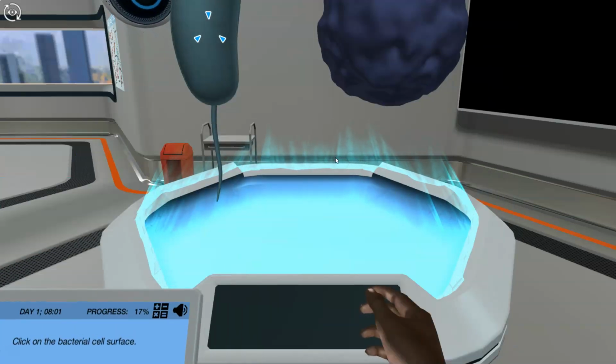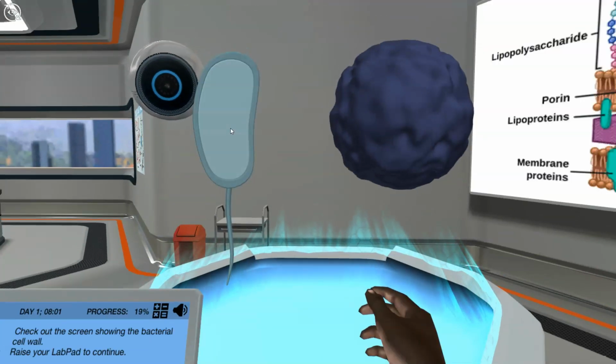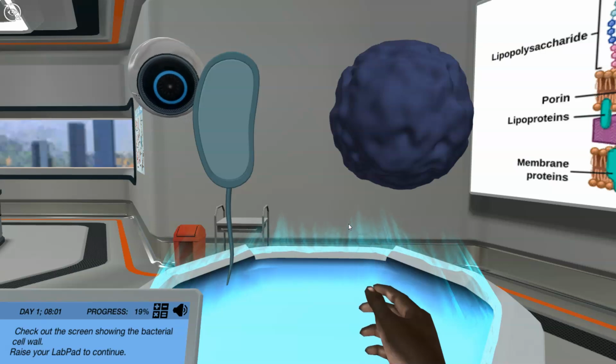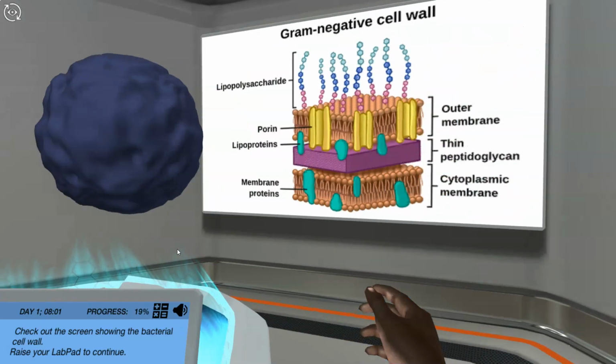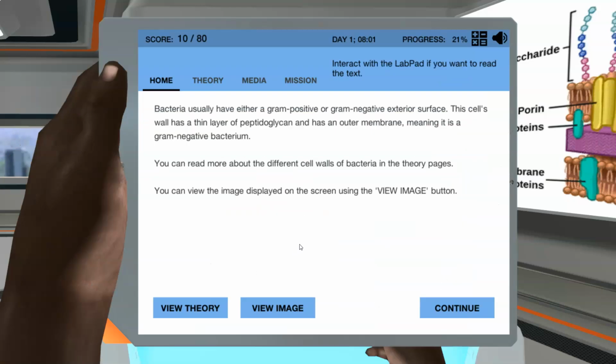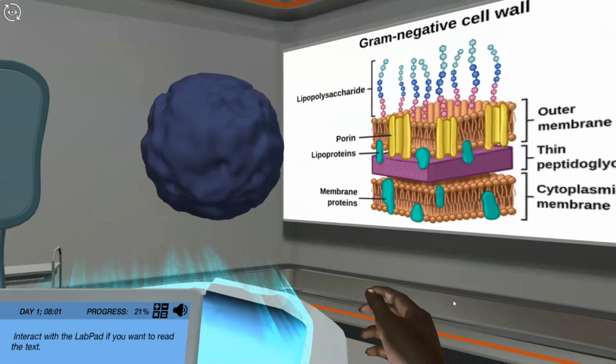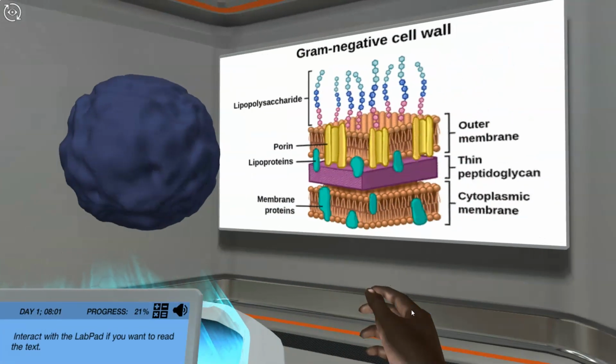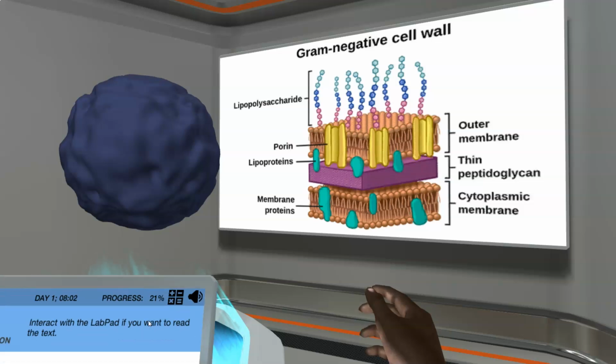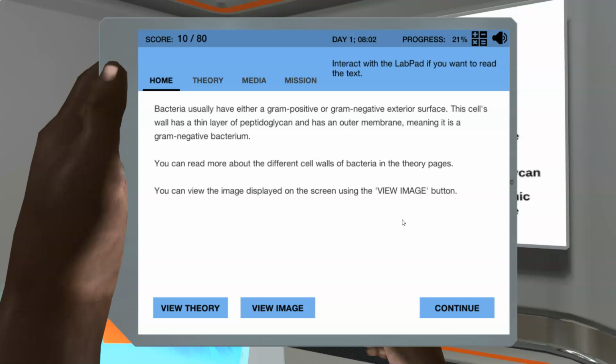Click on the bacterial cell surface. Check out the screen showing the bacterial cell wall. Raise your lab pad to continue. Bacteria usually have either a gram-positive or gram-negative exterior surface. This cell's wall has a thin layer of peptidoglycan and has an outer membrane, meaning it is a gram-negative bacterium. You can read more about the different cell walls of bacteria in the theory pages. You can view the image displayed on the screen using the View Image button.